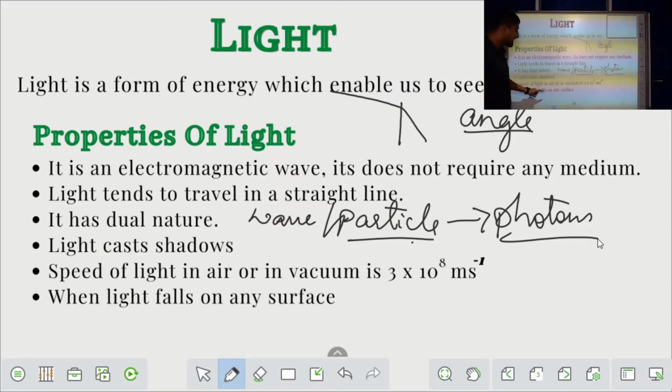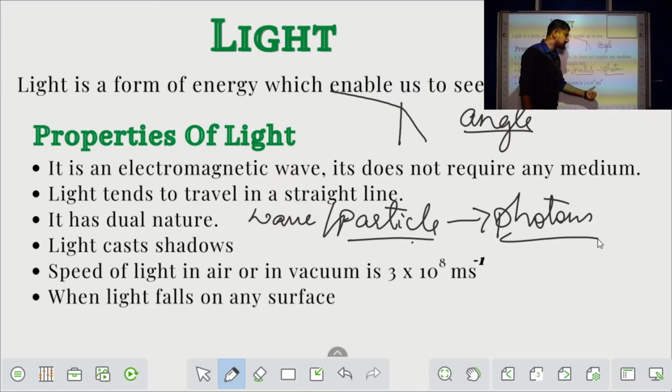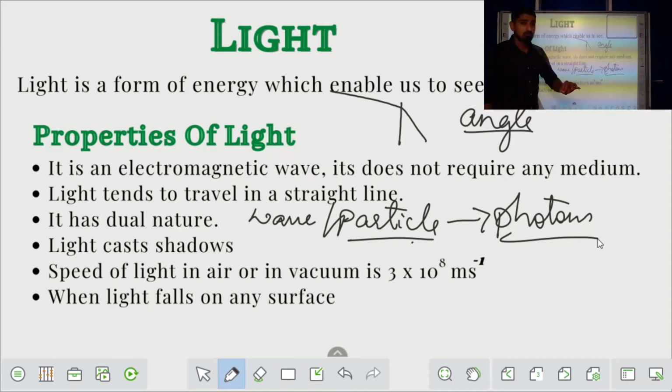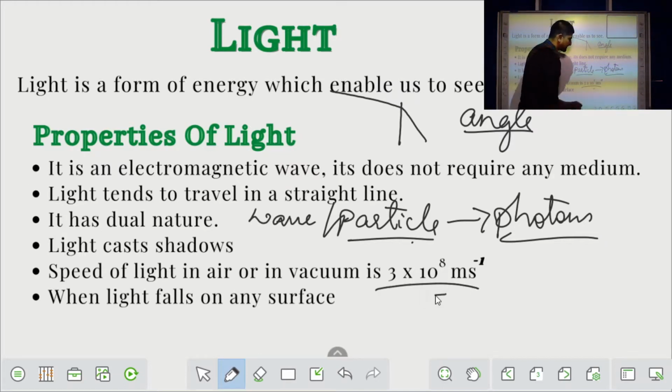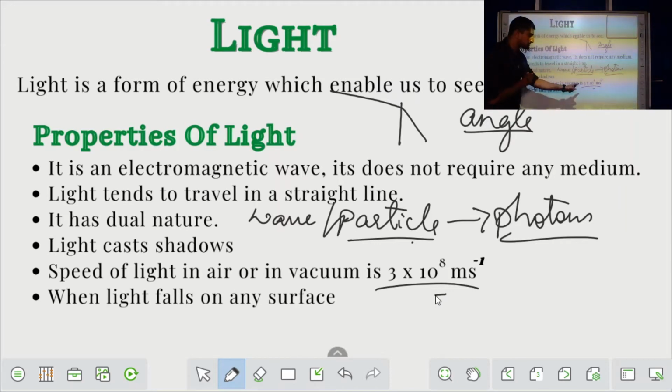Then, the speed of light in air or in vacuum is 3 into 10 to the power 8 meter per second. We know this. Correct? What is the speed of light? 3 into 10 to the power 8 meter per second. Now, there is one more question I want you to find out: what is the speed of sound? The speed of light we are aware of, we have been studying from class 9 because we use this value in our calculations and numericals. Now, I want you to find out the speed of sound in air or vacuum.